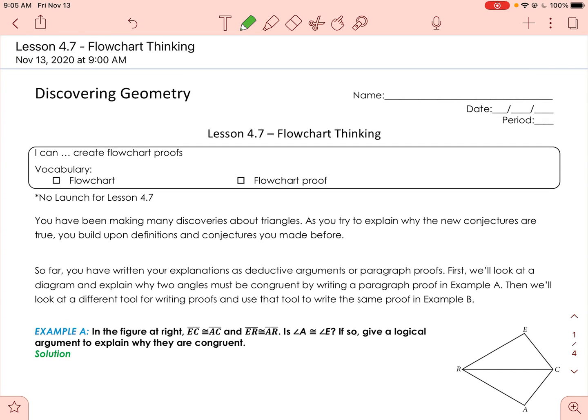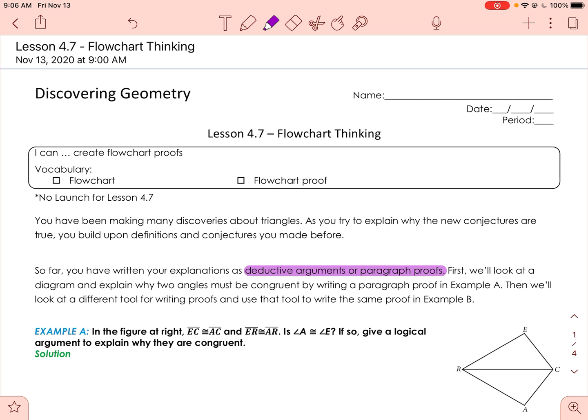So in this video, we're going to take a look at another way to write some proofs. There is no warm-up for this activity or this lesson. What we've done so far is we have learned to write proofs showing that corresponding parts of congruent triangles are congruent by using our 4 shortcuts, and we have been writing these proofs as deductive arguments or paragraph proofs.